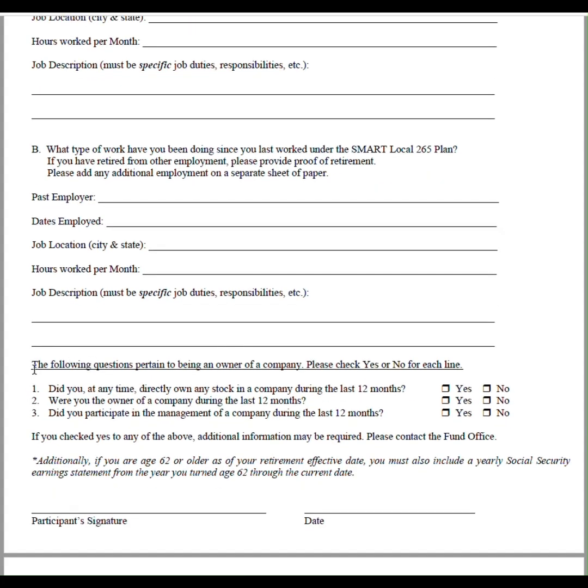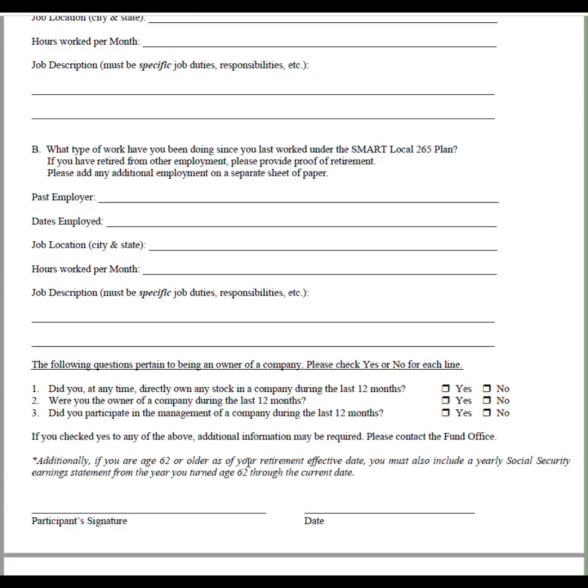The bottom of this page is asking if you were ever an owner of the company. You must read each question and check yes or no for numbers 1 through 3. If you checked yes to any of the above, additional information may be required. Please contact the fund office to determine what additional documentation may be needed for your application.